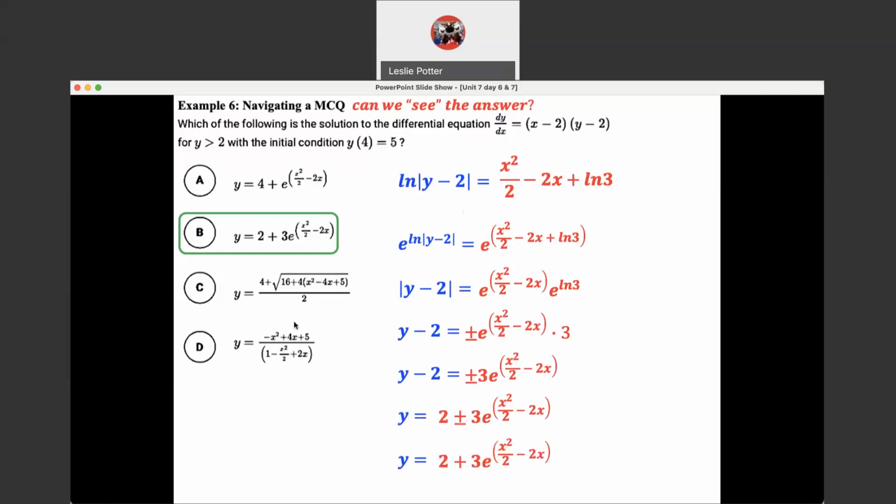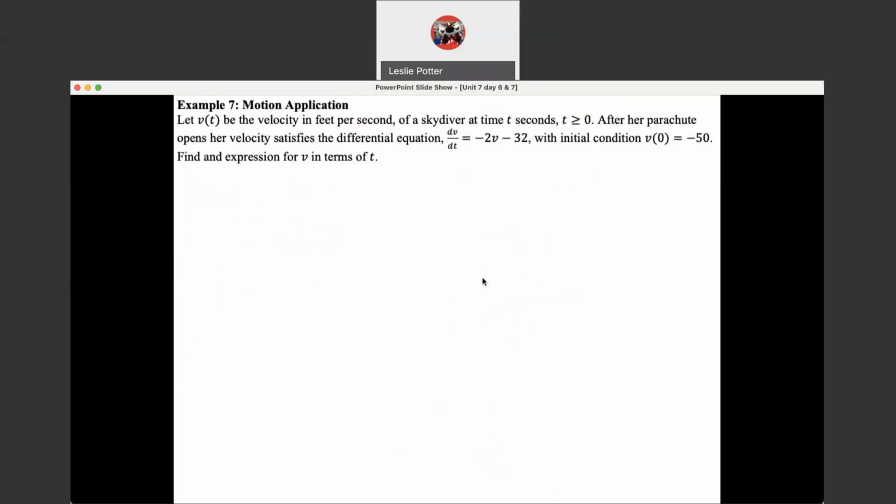According to the initial condition here, when x is equal to 4, I want y equal to 5. And the only way to get that is to take 2 and add something to it. So I must need the plus option, not the negative option. Okay, so here's a motion application. But even though it's a motion application, the process is still the same. We're going to still find that particular solution.